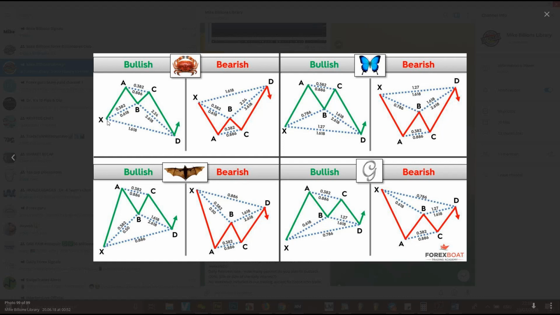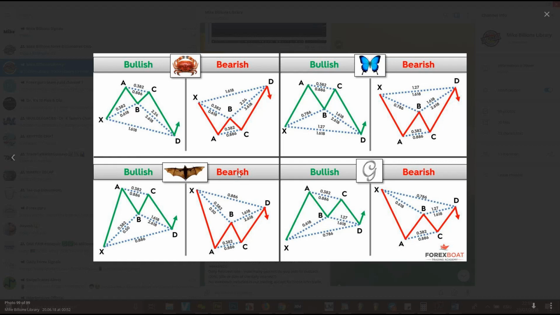This one for the bullish crab is the pullback should be 38.2 or 61.8, meaning it can get to 38.2 or go as low as 61.8. That's what it means. The same thing happens here for bearish crab. It can go as deep as 38.2 or 61.8. So that's what this one means.